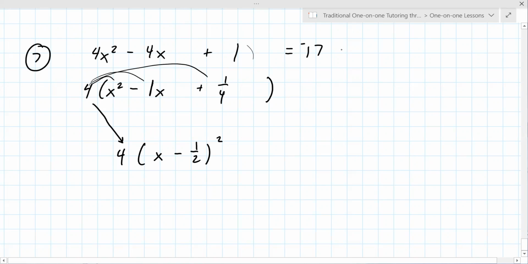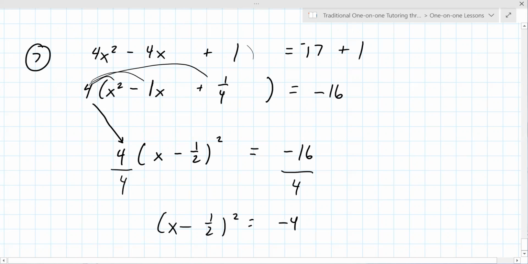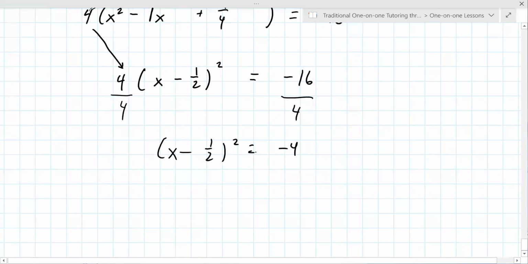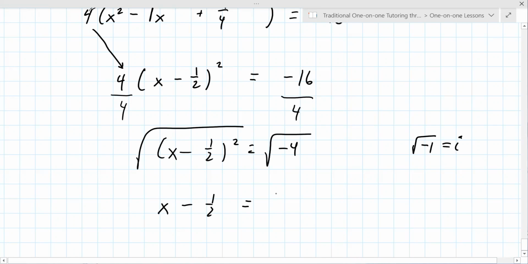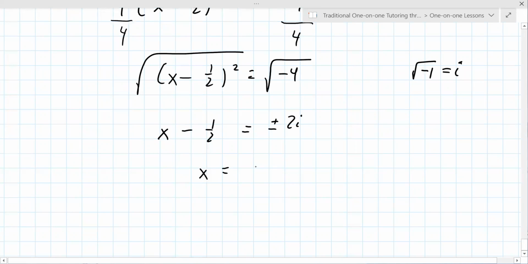So it becomes plus 1, which is minus 16. And then you have to move this 4 over. So you get x minus 1/2 squared equals -4. When you take square roots here, you end up getting the square root of -1, which is i. That's kind of a review. x minus 1/2 equals plus or minus 2i. So you get a complex valued answer, 1/2 plus or minus 2i.